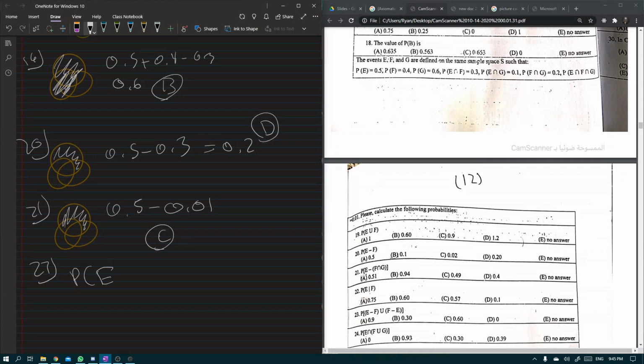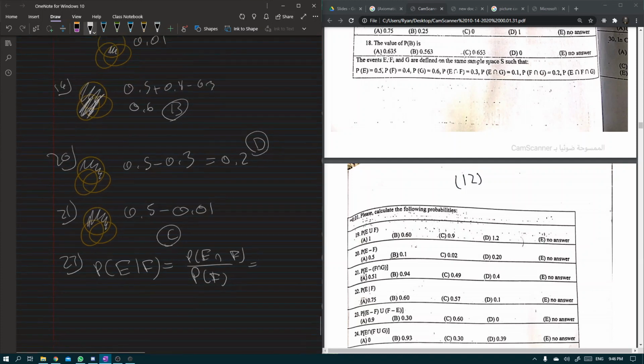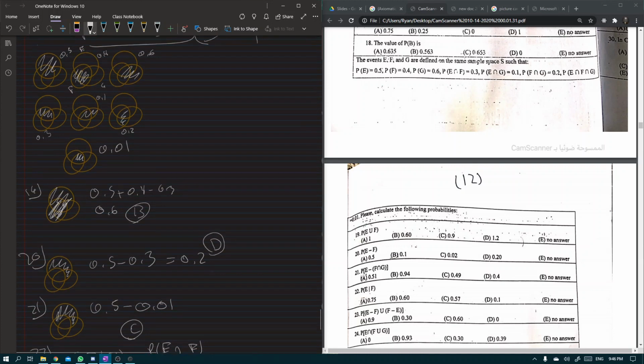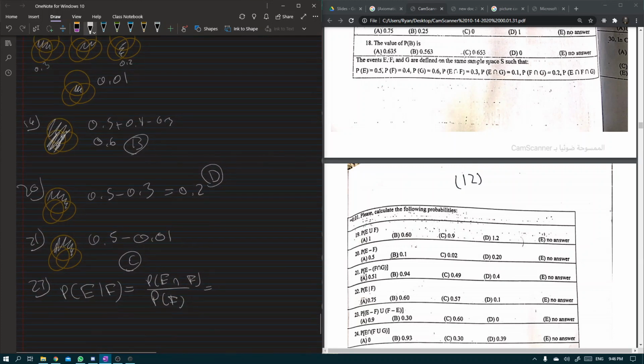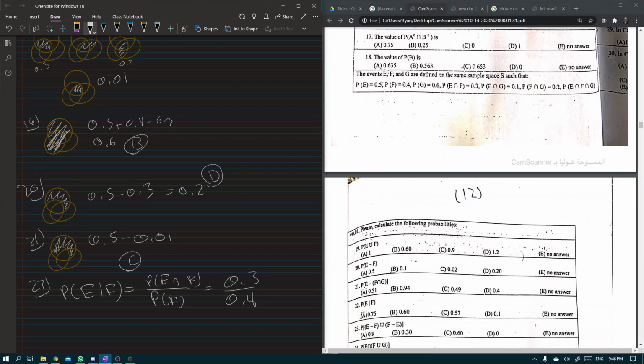Probability of E given F. So probability of E and F, or E intersection F, over probability of F. Probability of F is 0.4. E intersection F is 0.3. 0.3 over 0.4, 3 over 4 is 0.75.